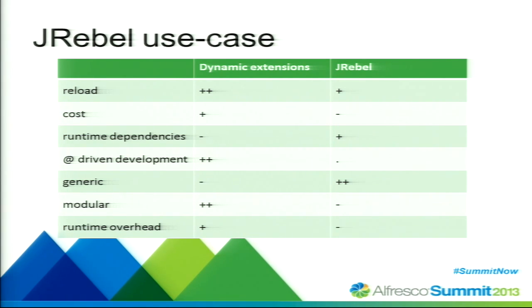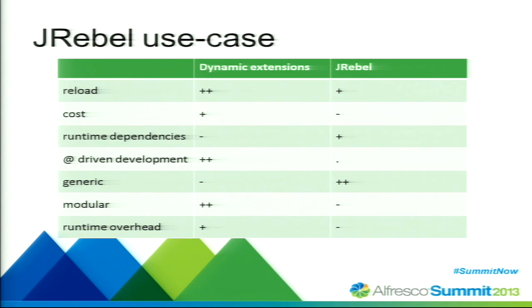Then we have the annotation-driven development. We've seen examples for webscripts, actions, policies. So that's something that really streamlines extension development, makes it really easy to do Spring wiring, create webscripts and so on, and makes it very concise. JRebel just takes care of reloading your code, so you're still writing descriptor XML files, Spring XML files. It does not change the development model, API-wise at least.